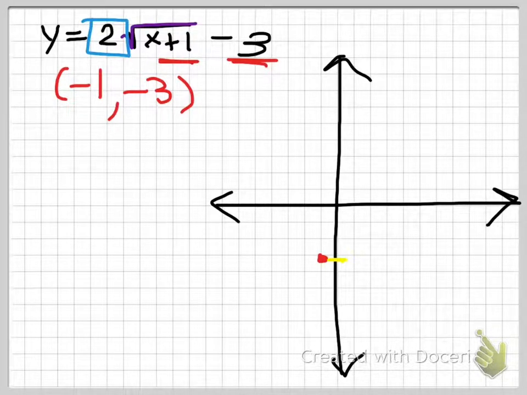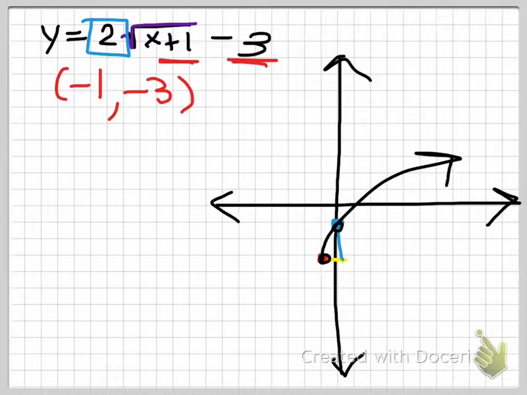And then our traveling distance tells us to move up or down. Since it's positive, we're going to move up 2. And there's our second point. Okay, so we had a point here and here. There is our square root graph.